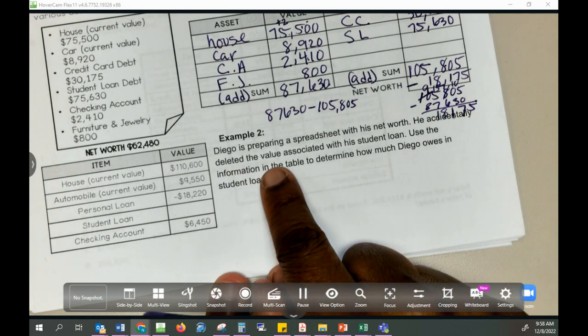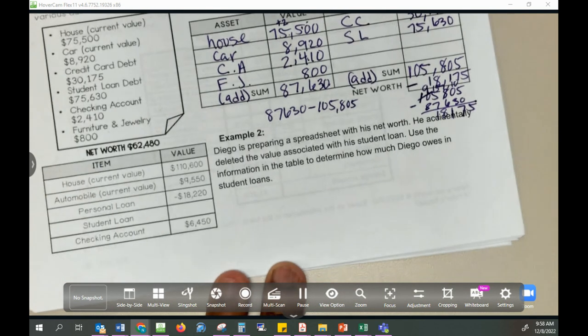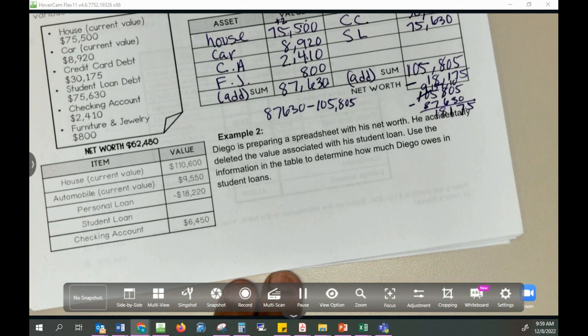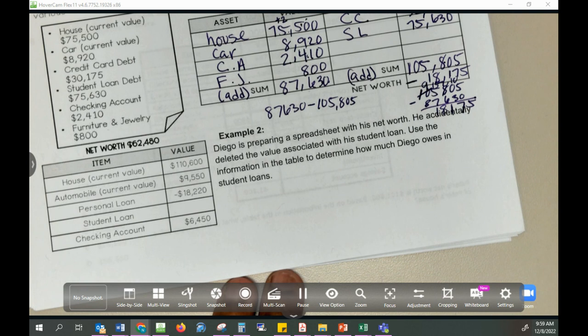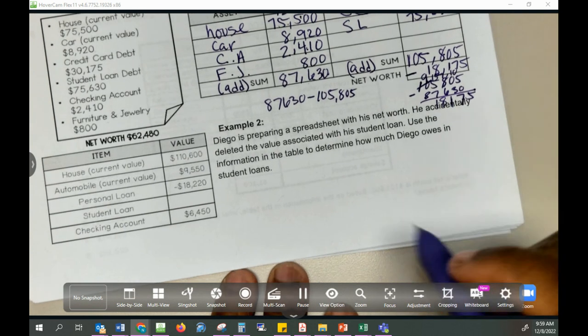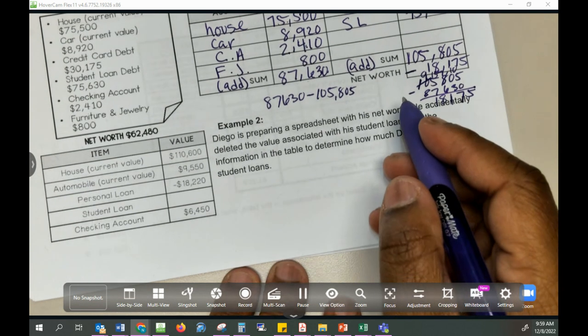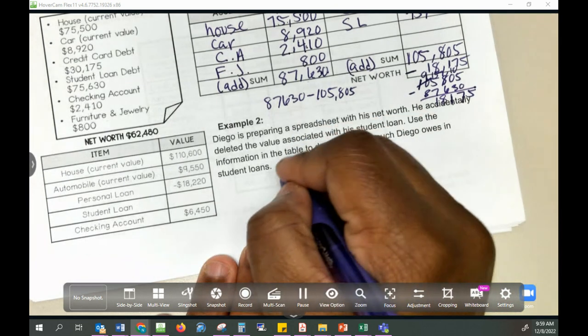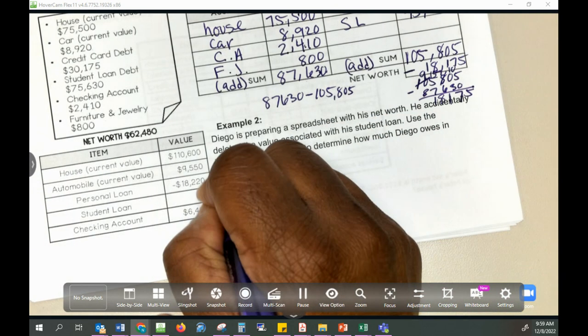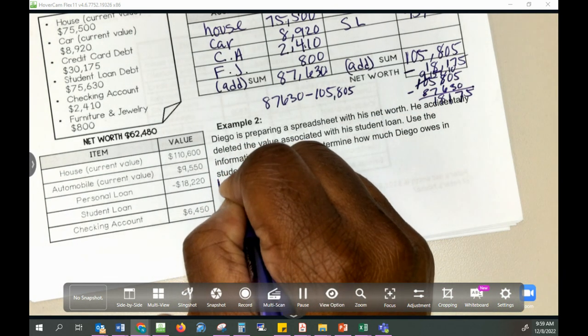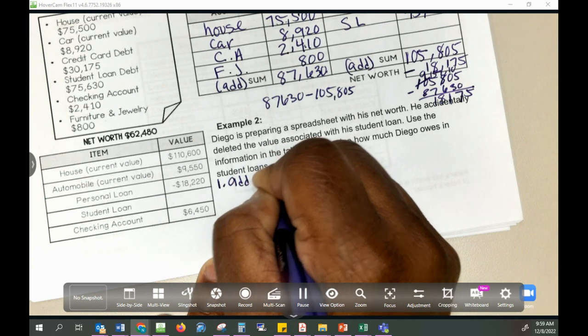So Diego is preparing a spreadsheet with his net worth. He accidentally deleted the value associated with his student loan. Use the information in the table to determine how much Diego owes in student loan. So now we need to find out how much does he owe in student loan. So the first thing we need to do is calculate his assets. So that's number 1. We need to add the assets.